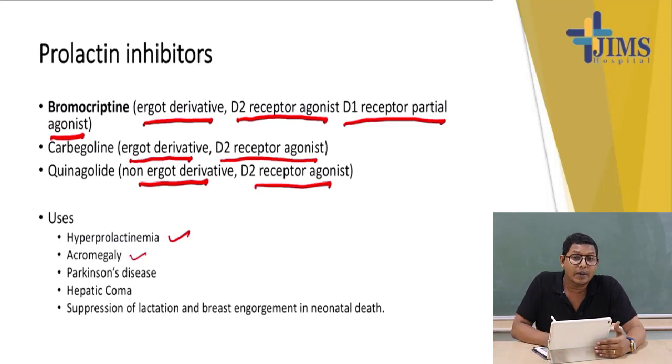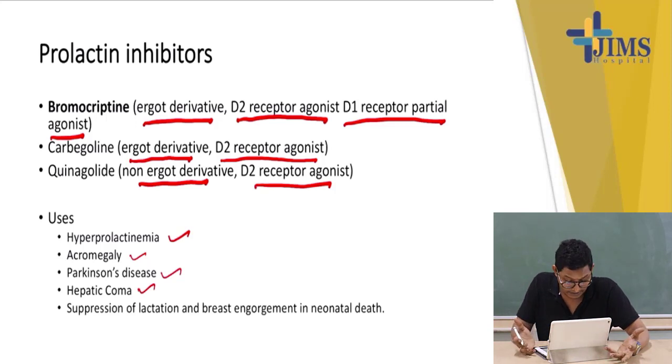In cases of acromegaly they have been tried, but it's better to use growth hormone inhibitors in those cases. Bromocriptine is also used in Parkinson's disease. Now this we will discuss in a separate class or separate video. They are also used in cases of hepatic coma. Hepatic coma is hepatic encephalopathy, because these drugs cause arousal. Prolactin inhibitors are also used for suppression of lactation and breast engorgement in cases of neonatal death.